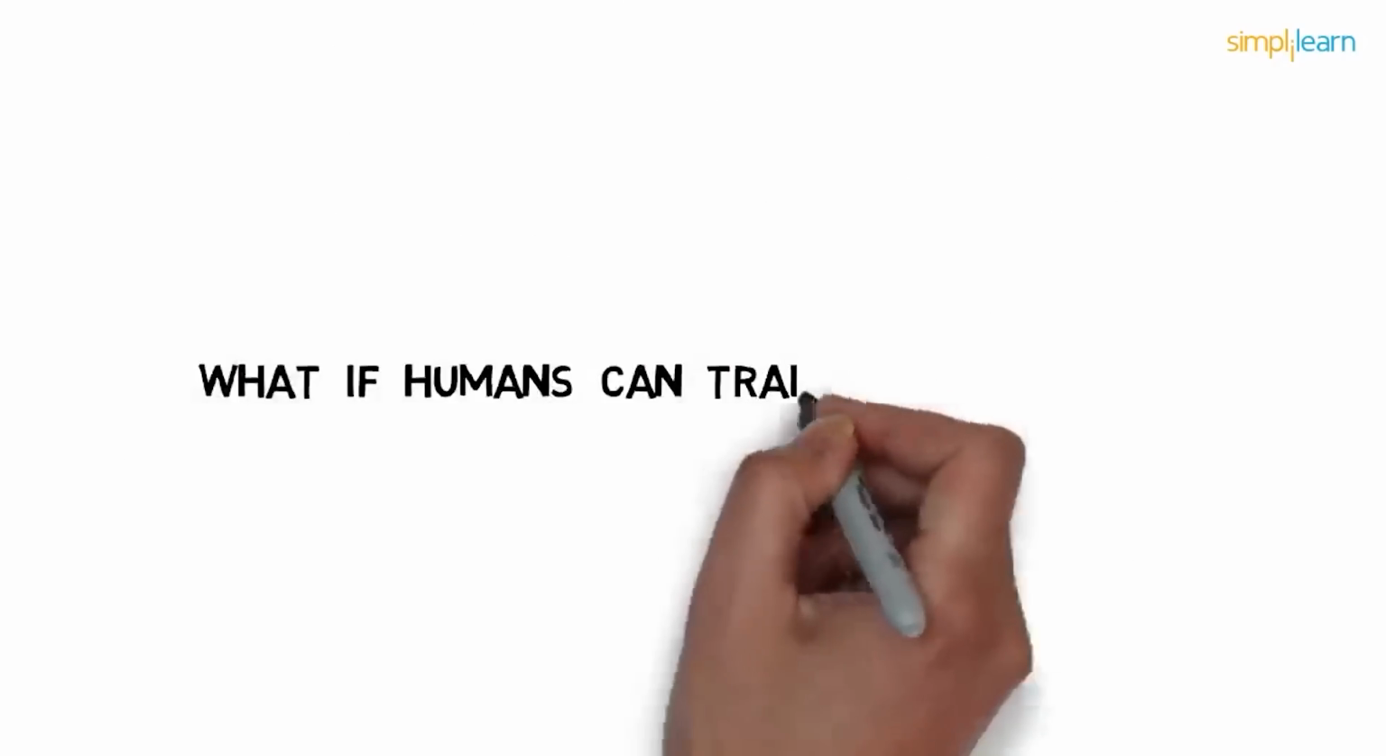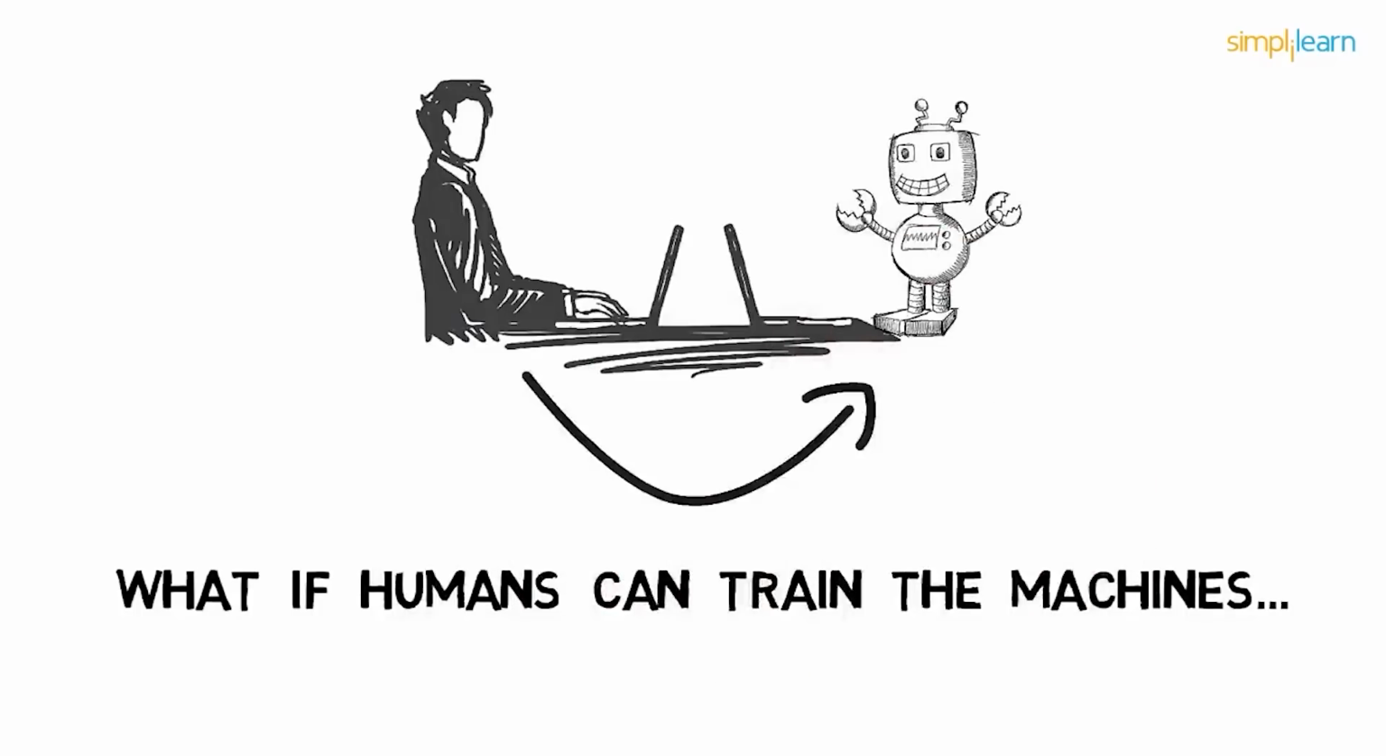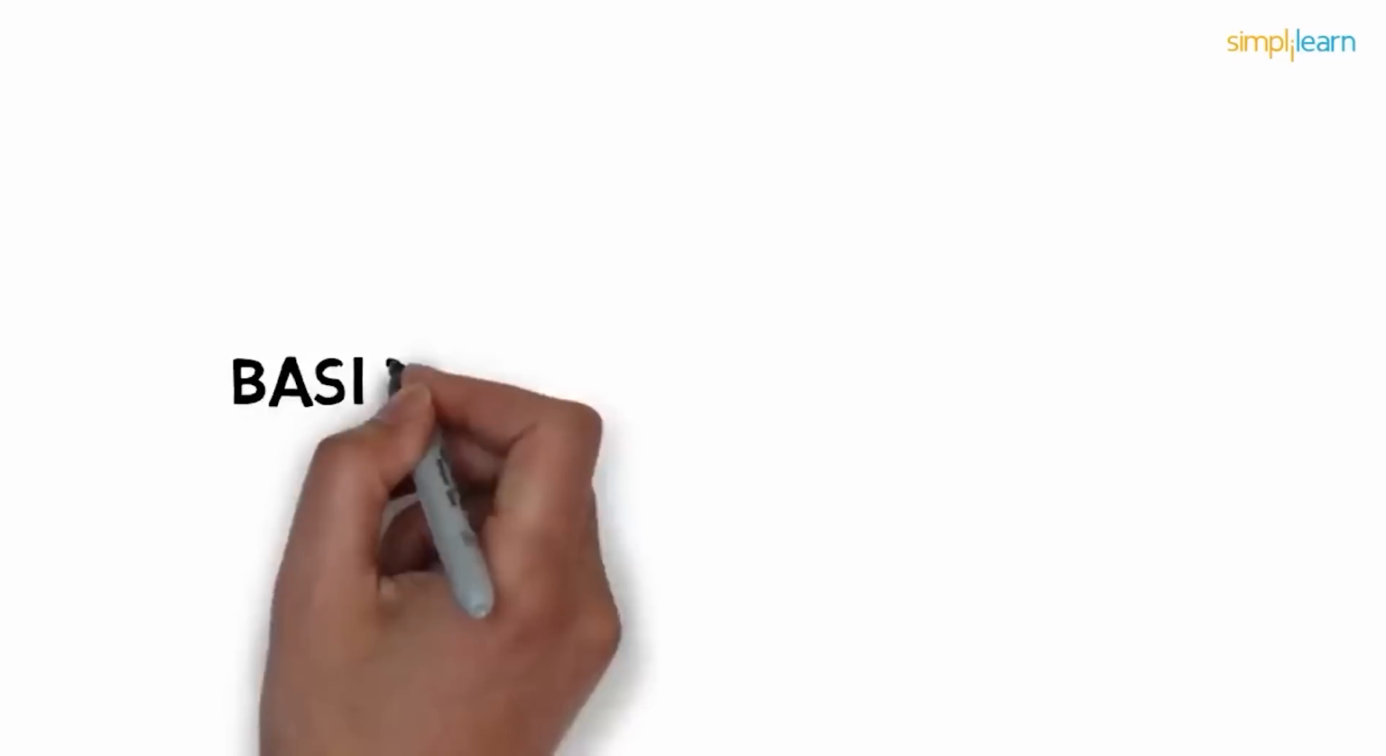We know humans learn from their past experiences, and machines follow instructions given by humans. But what if humans can train the machines to learn from their past data and do what humans can do and much faster? Well, that's called machine learning. But it's a lot more than just learning. It's also about understanding and reasoning. So today, we will learn about the basics of machine learning.